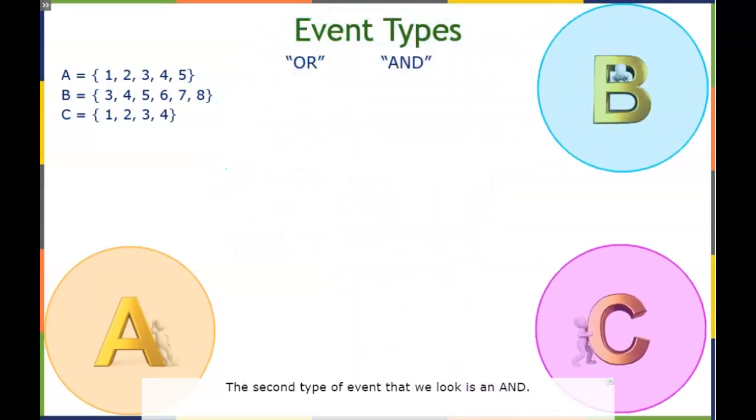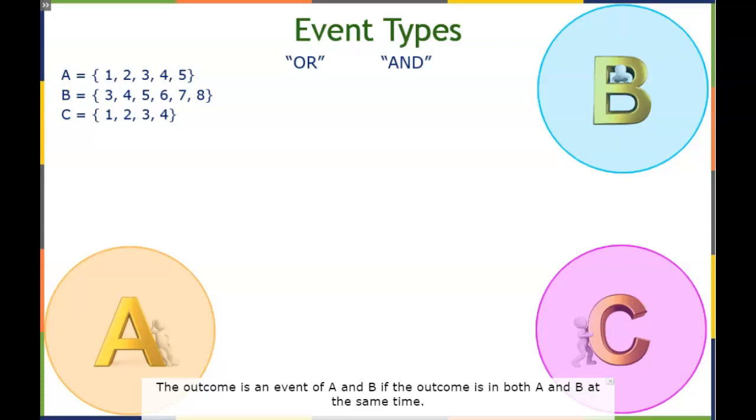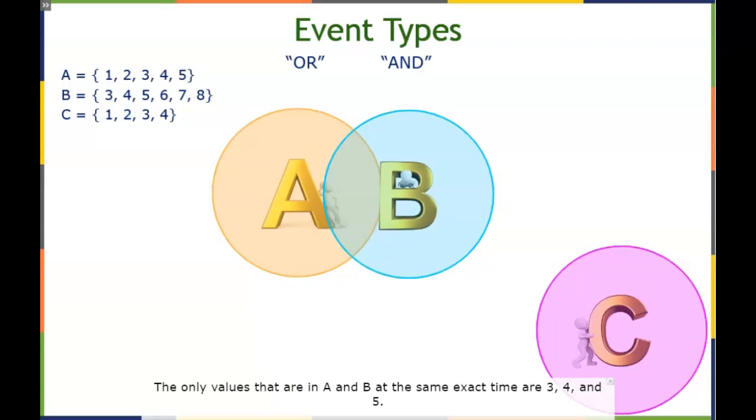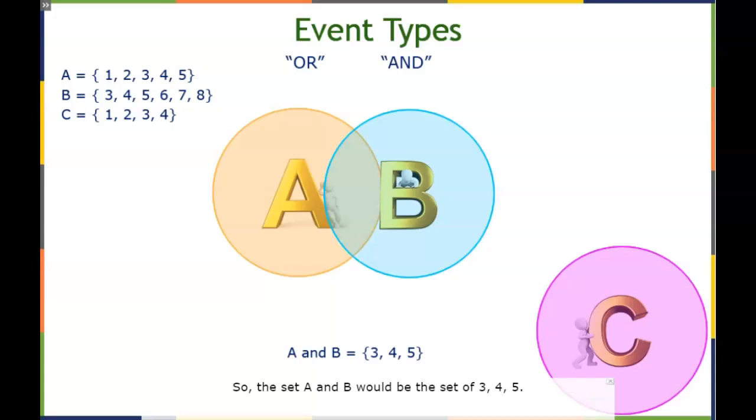The second type of event that we look at is an and. The outcome is an event of A and B if the outcome is in both A and B at the same time. So let's do A and B. Remember, A is 1, 2, 3, 4, 5, and B is 3, 4, 5, 6, 7. The only values that are in A and B at the same exact time are 3, 4, and 5. So the set A and B would be the set of 3, 4, 5.